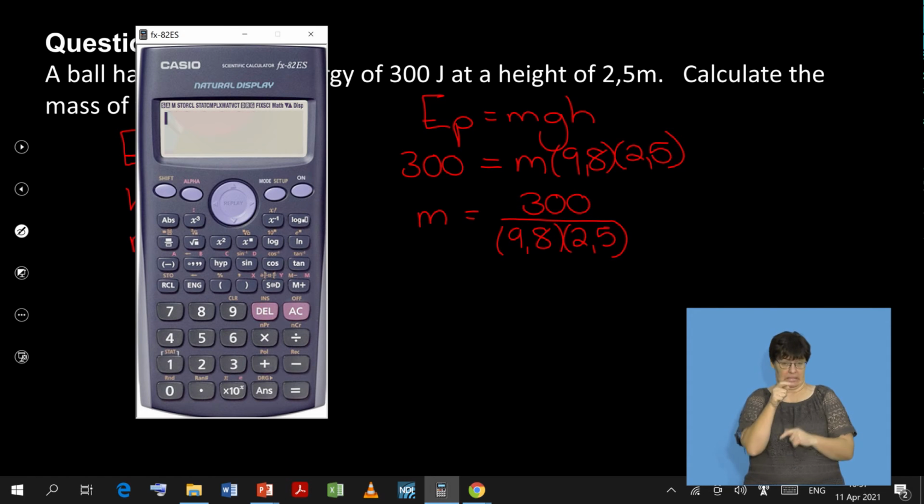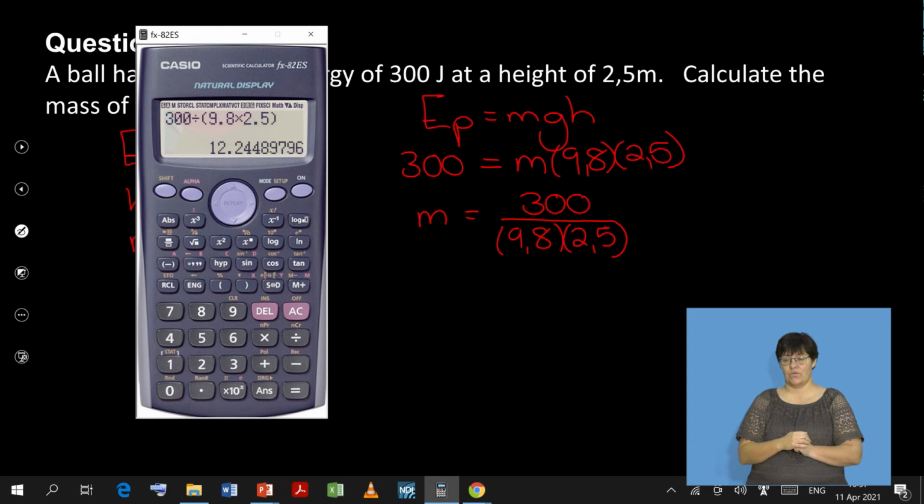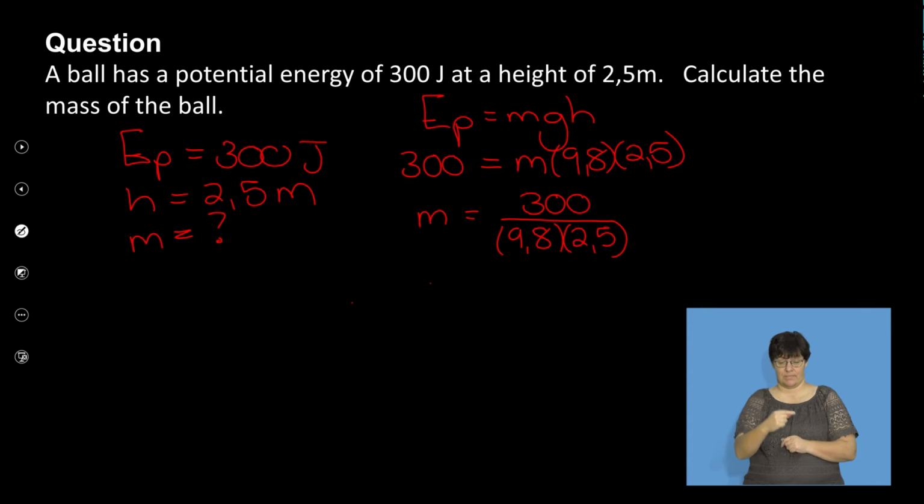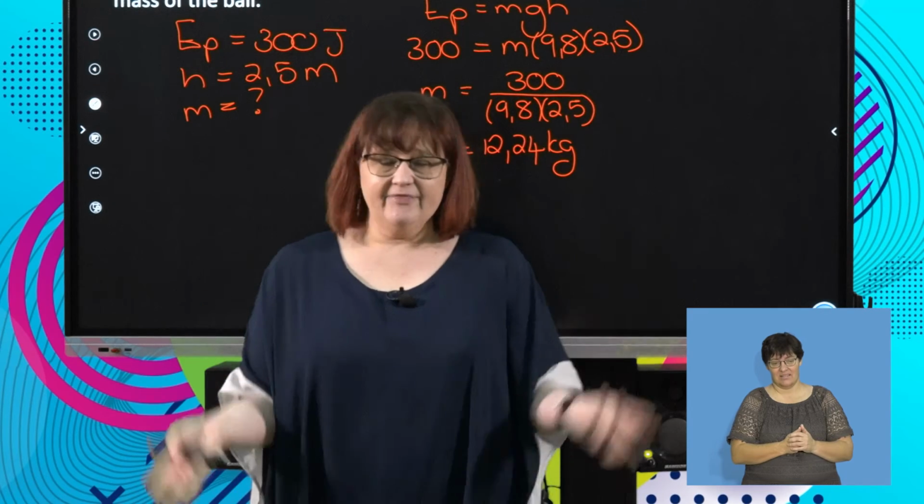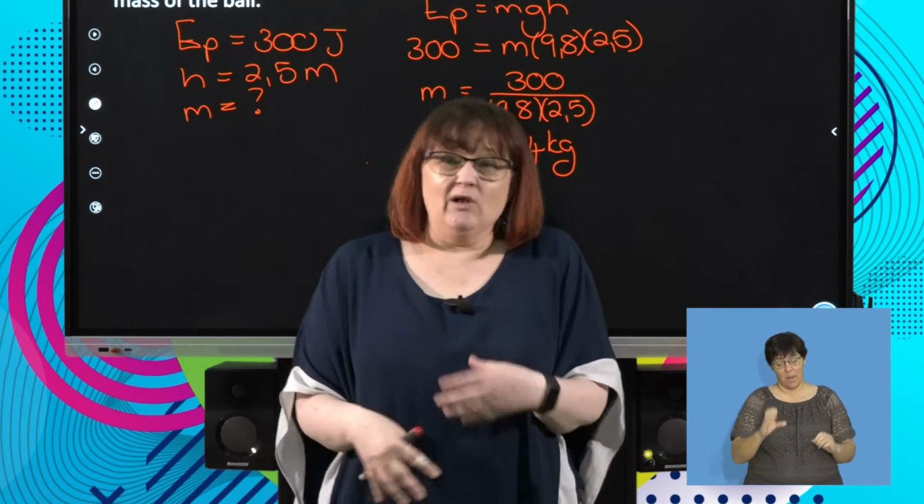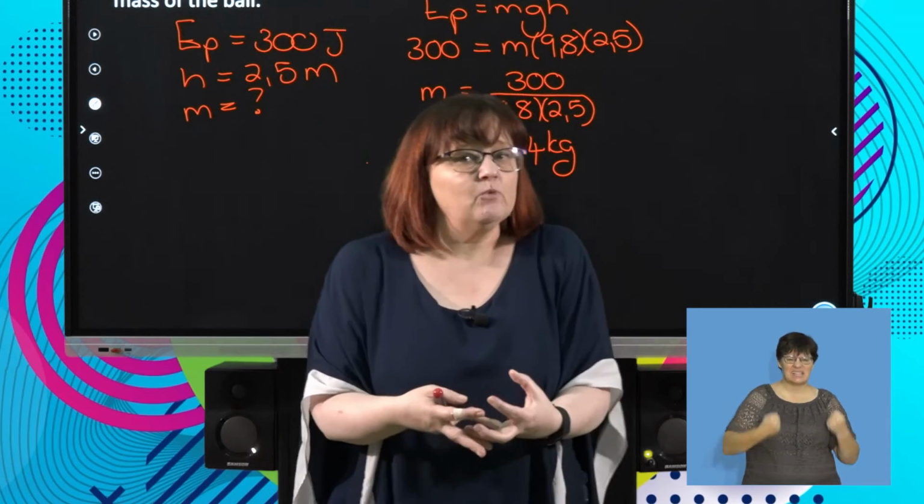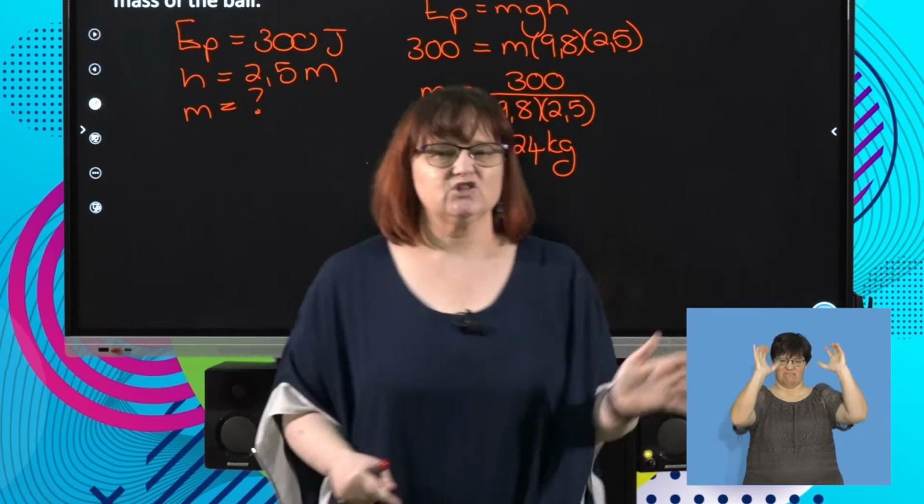Definitely need calculators for this one. So 300 divided by 9.8 times 2.5, and look there, 12.24. Okay, so we're getting 12.24 grams. Not grams, kilograms. That's still quite heavy for a ball, but I'm okay with that. There's nothing wrong with our maths. It's a heavy ball. It would be like an exercise medicine ball maybe. I don't know. We just go with it.